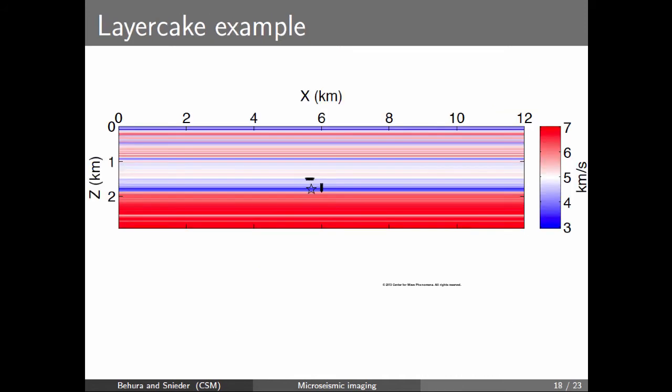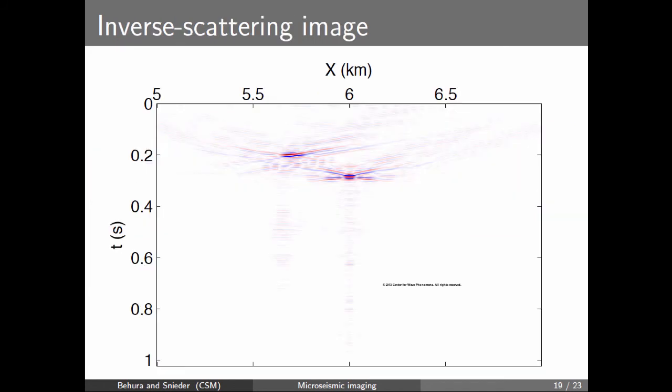Here is the same layer cake model that I had shown earlier. The black star represents the microseismic source again, and I use two different sets of borehole receivers, one vertical, the other horizontal, to get actually better aperture. And here is the image obtained for this microseismic event. Again, note that the horizontal axis is x and the vertical axis is time. So we are again computing the microseismic image as a function of space and time.